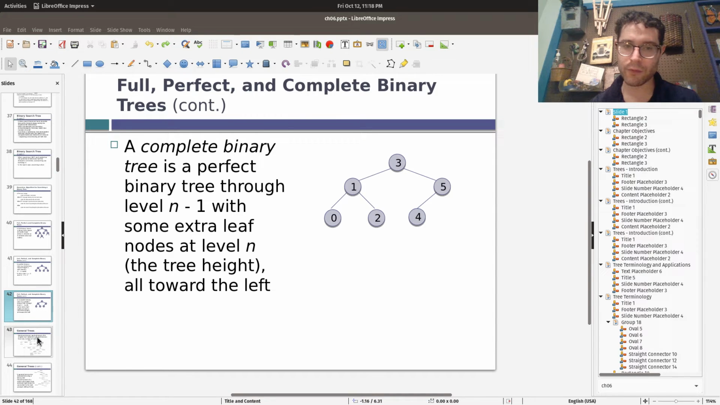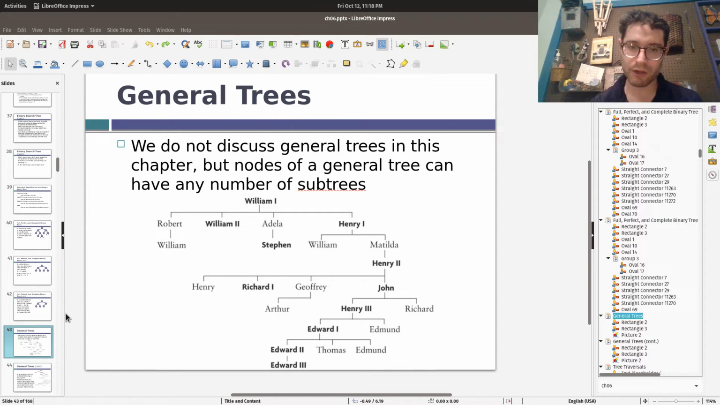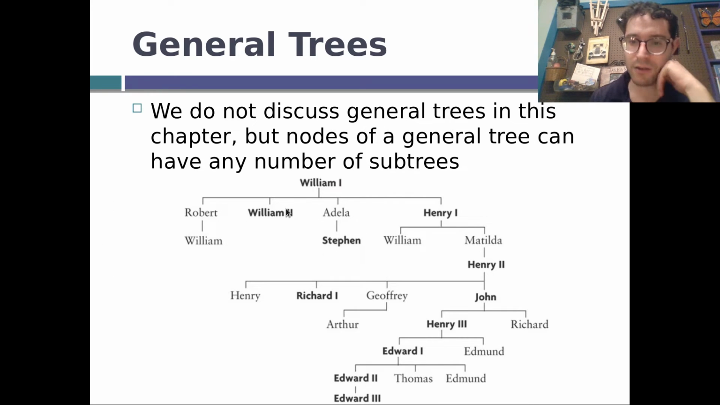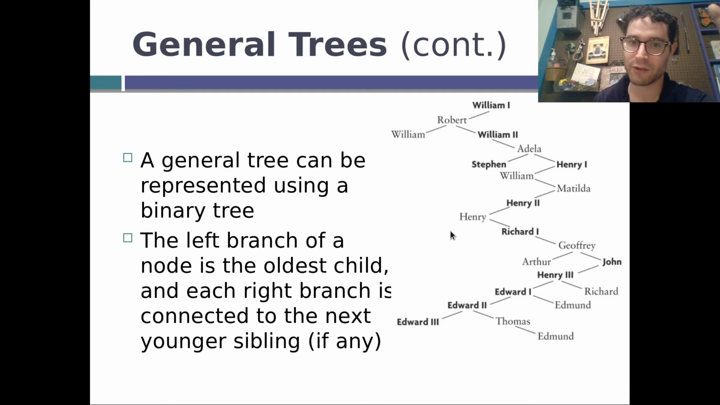Okay. Now, you might be wondering why we're dealing with binary trees and not general trees. In other words, trees that can have any number of children, like this, right? Right here is the family tree of a bunch of English monarchs, starting from William I with their children, William II and Henry I, right? Right, general tree here, you can have any number of subtrees. This is the kind of tree you might see in a family tree.